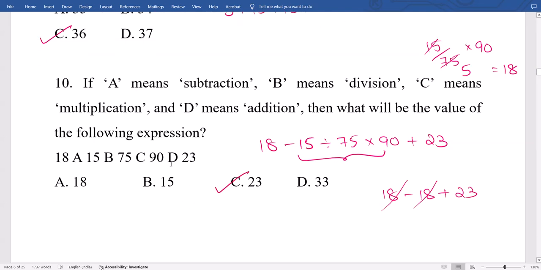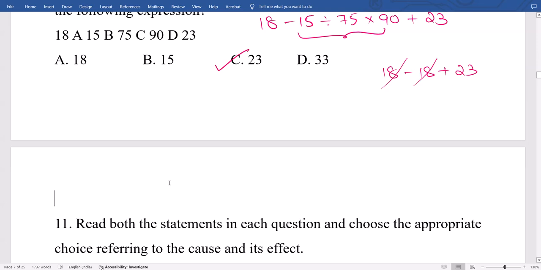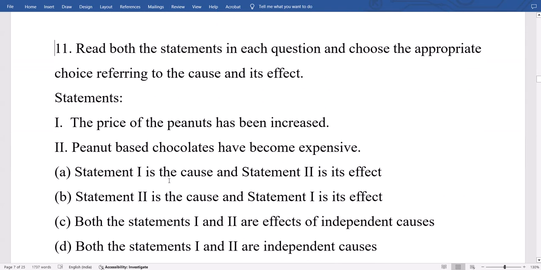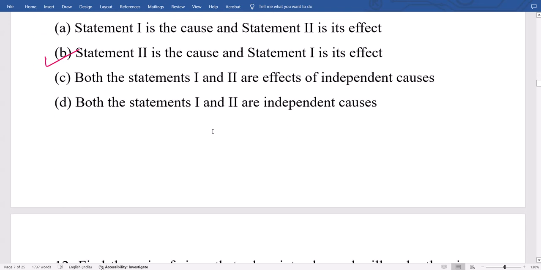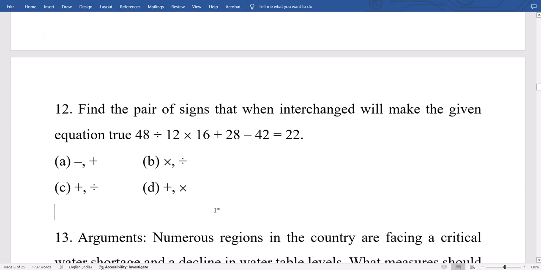Option C will come. So let's see about this 11th question, cause and effect. The price of peanuts has been increased. Peanut based chocolates have become expensive. Yes, as peanuts price is increased, because of that the chocolates which are based on peanuts will be expensive. So because of the first one, the effect is the peanut based chocolates increasing. So first one is the cause, second one is the effect. Sometimes both may be effects, sometimes both may be causes, but in this question, first one is the cause, second one is the effect. Now one more mathematical operation question here.